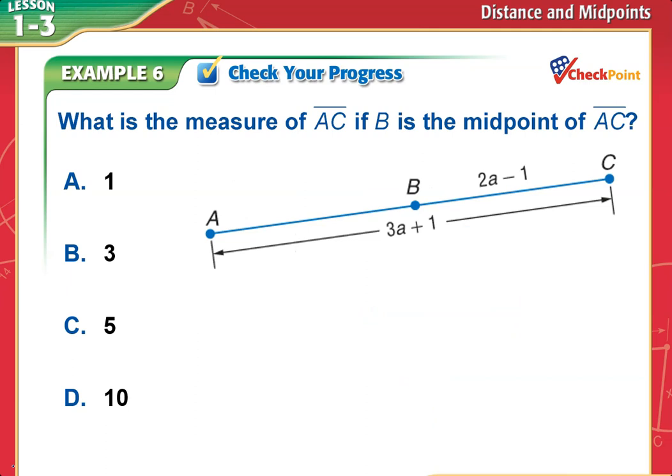All right, last example here. What's the measure of line segment AC if B is the midpoint of line segment AC? Now pause the video and solve. Good, the answer is 3. 3 times 3 is 9 plus 1 is 10, and 2 times 3 is 6 minus 1 is 5. You actually could just check them by plugging them in and seeing which one it was.